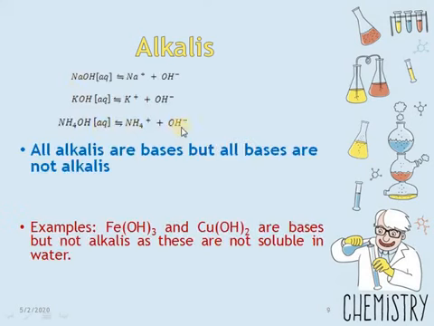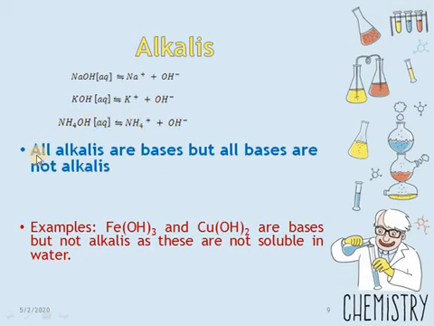Now this is the dissociation. This sign is very important. This is the reversible sign for dissociation. So sodium hydroxide in aqueous solution gives you sodium ion and hydroxyl ion. Similar for potassium hydroxide and similar for ammonium hydroxide. But from this equation you cannot understand whether these are completely dissociated or feebly dissociated or ionized.